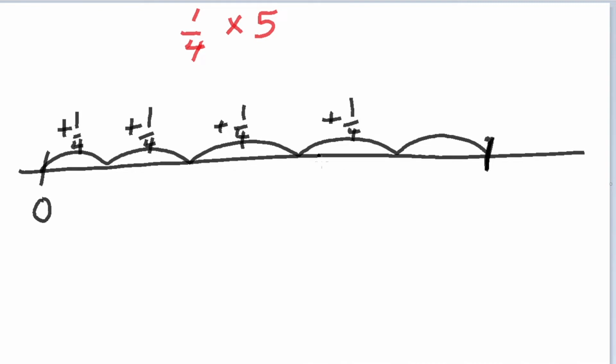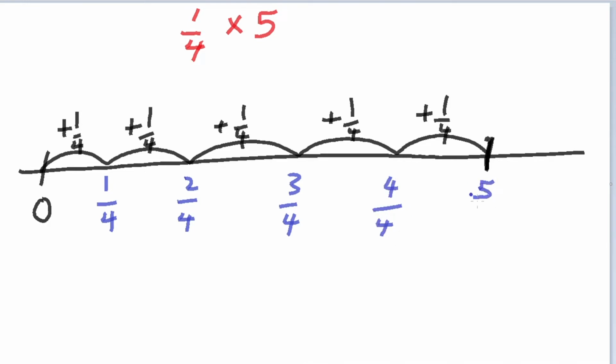So I want to show that these little leaps are 1/4. And then we can go ahead and count by 1/4. Are you ready? So 0 plus 1/4 is 1/4. Then plus another 1/4 is 2/4. Plus another 1/4 is 3/4. Another fourth is 4/4. And finally, we have 5/4, which is our answer. So 1/4 times 5 is equal to 5/4.